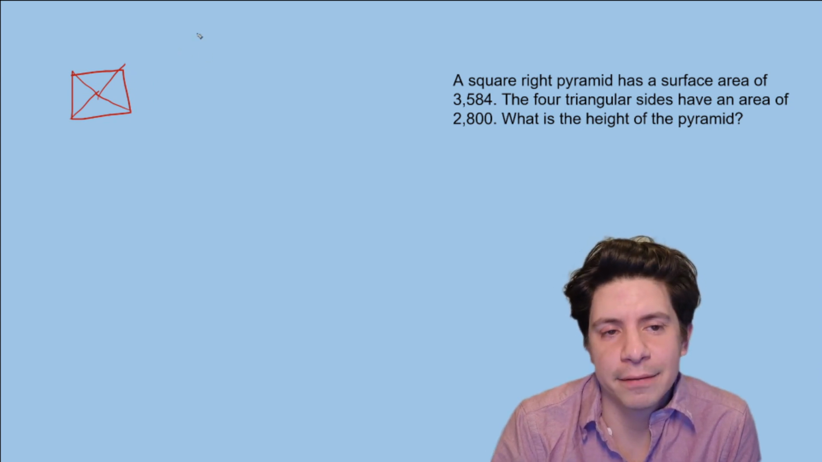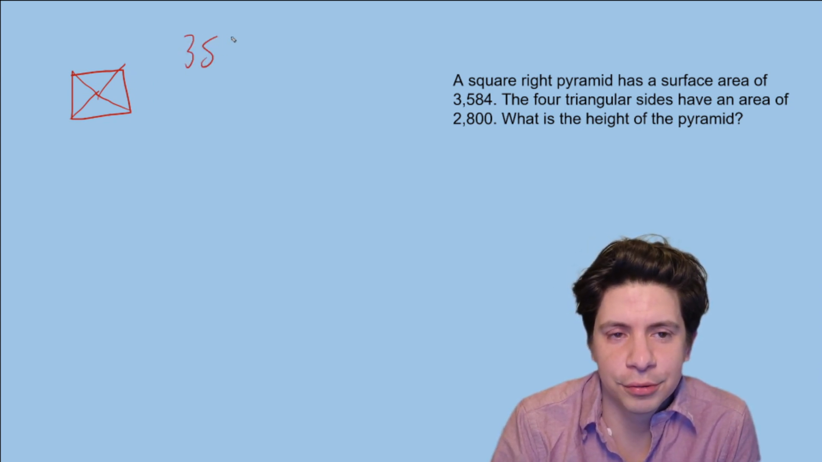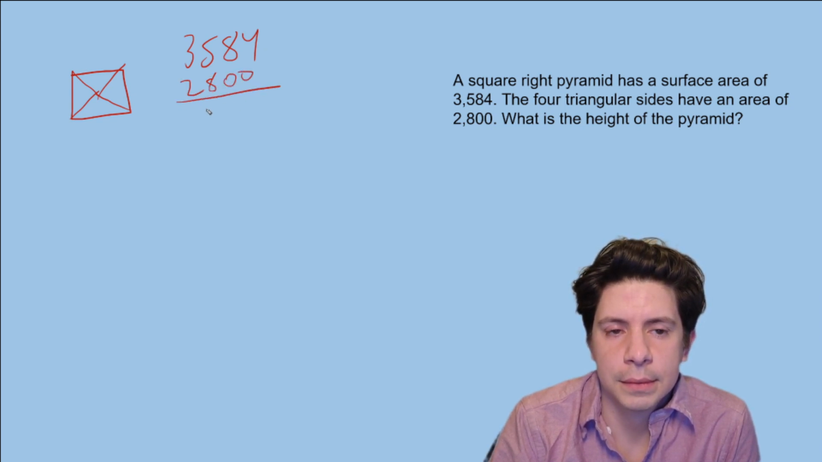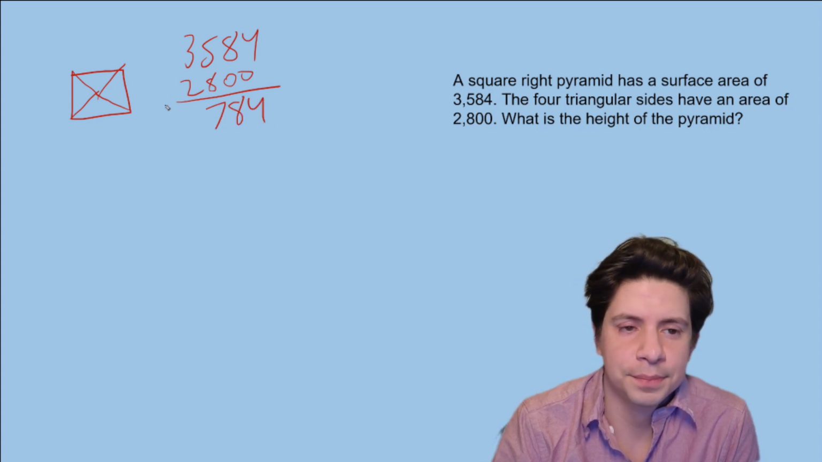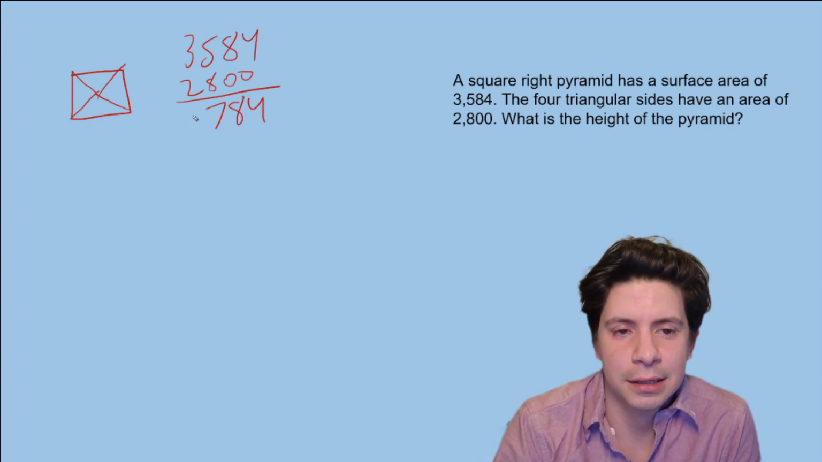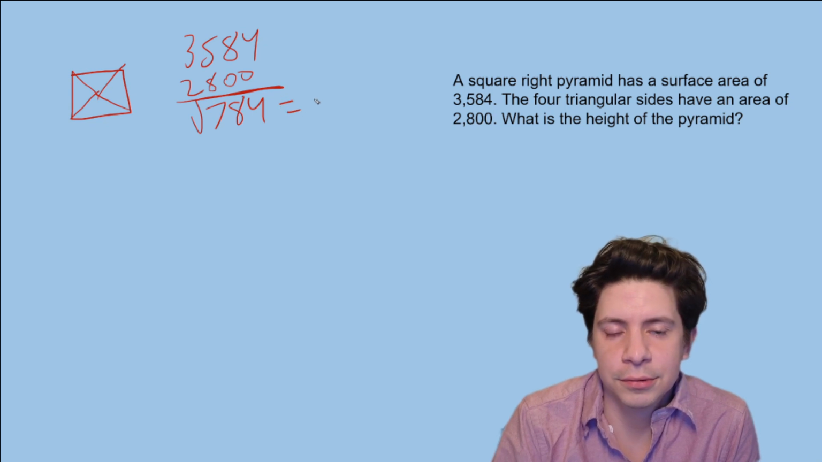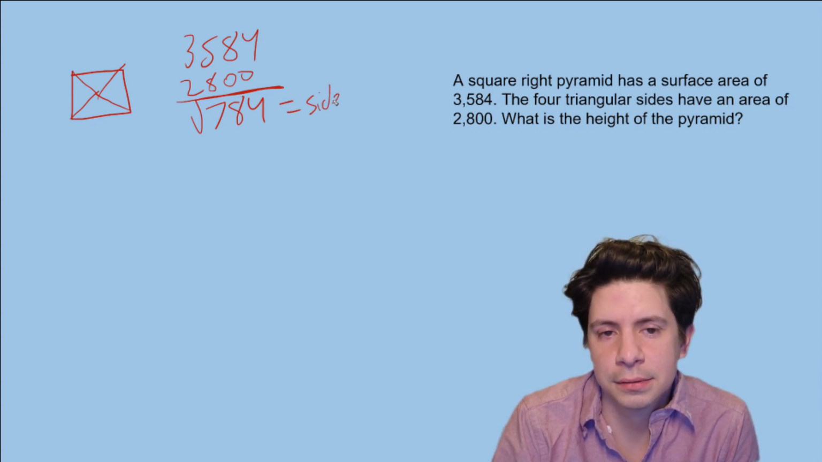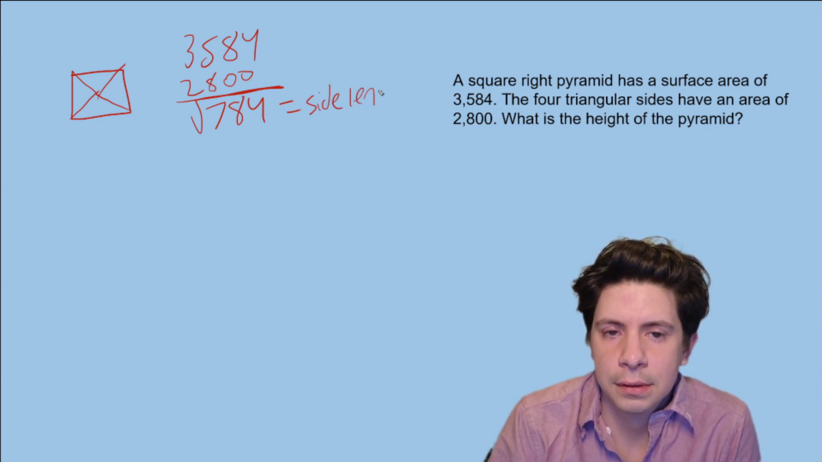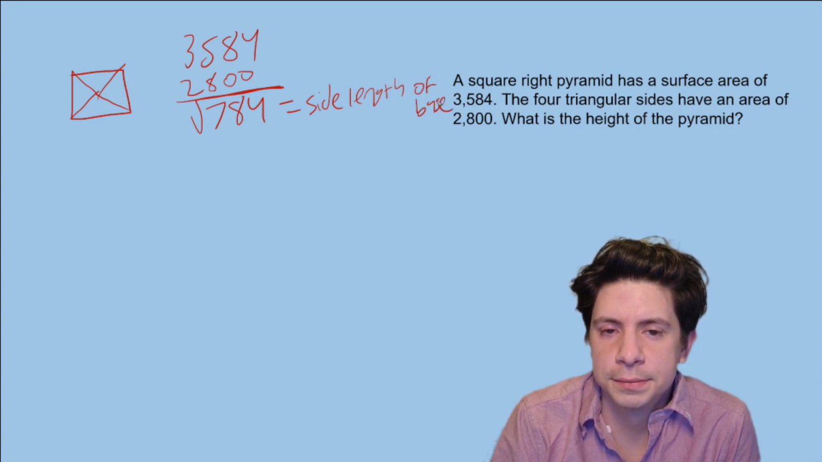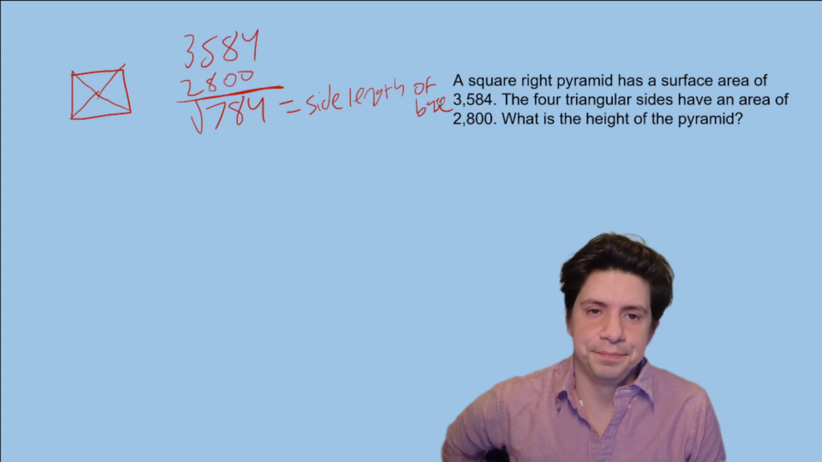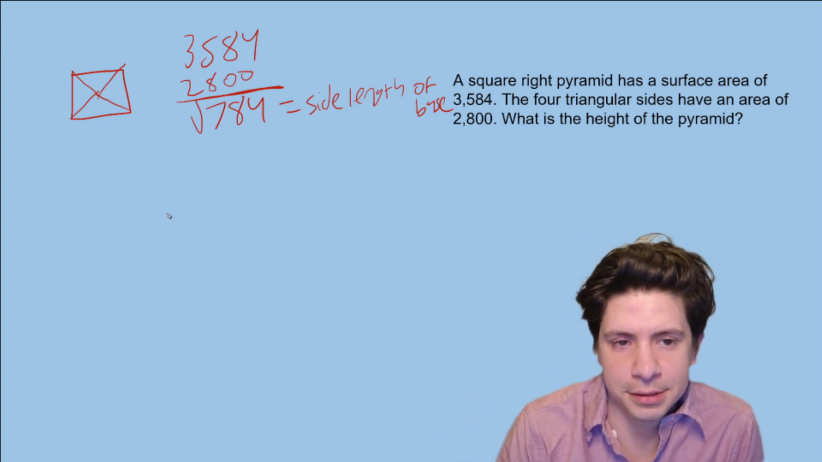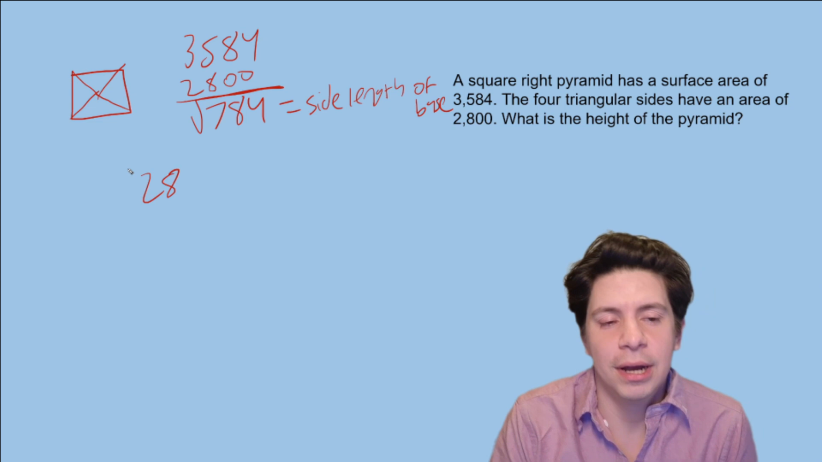So we can find the area of the base by subtracting the sides from the total area. So we'll do this. And now we'll get 784. That's the area. So to find the side length, we would square root that. It equals the side length of the base. So that will be 28, okay? So why do we need the side length?